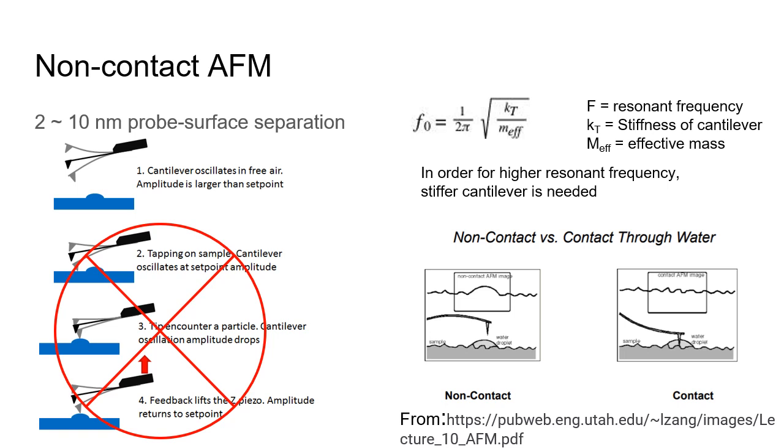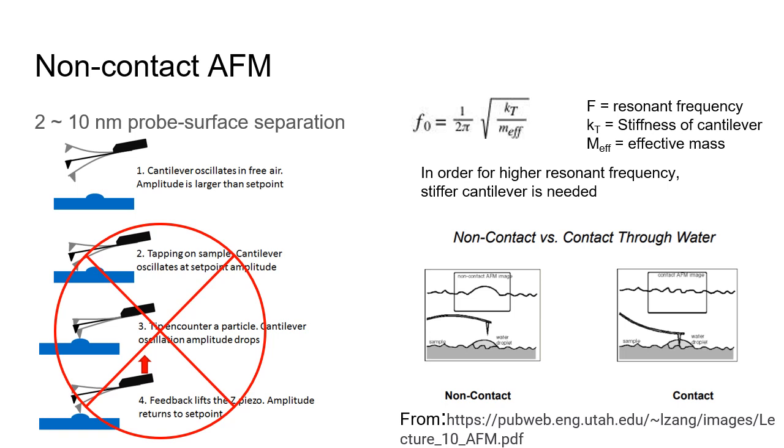Non-contact is similar to tapping mode, but differs in that it maintains constant amplitude between the probe and the sample. Non-contact mode detects changes in the Z piezo when the tip comes near the sample surface, as the piezo adjusts the height to maintain the same amplitude of the wave.